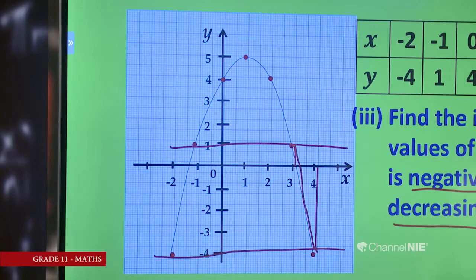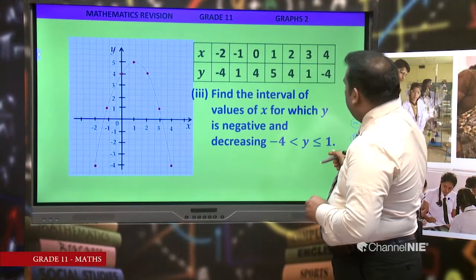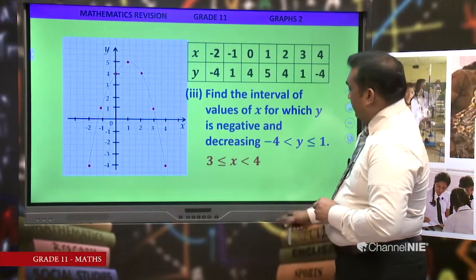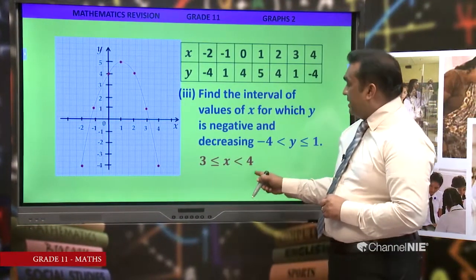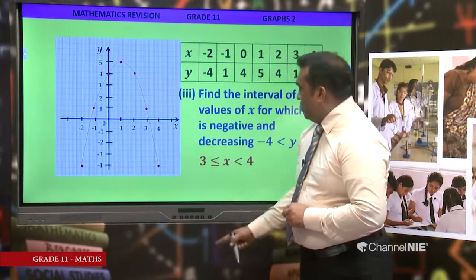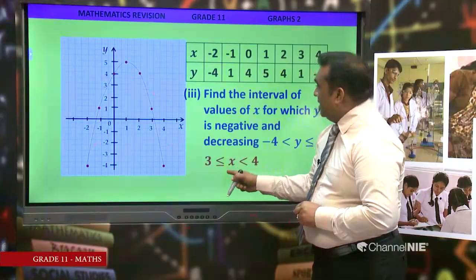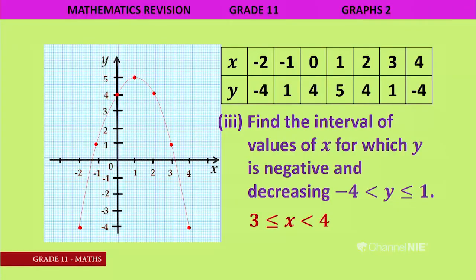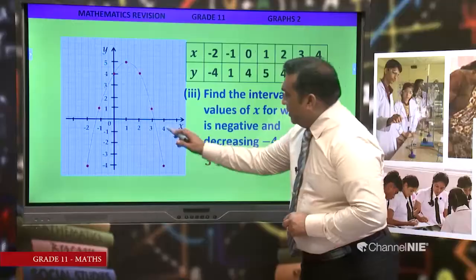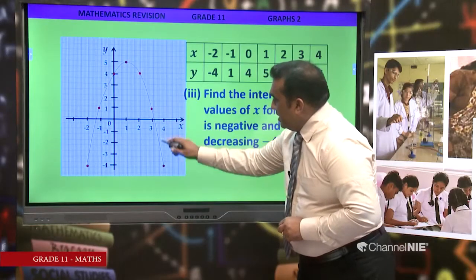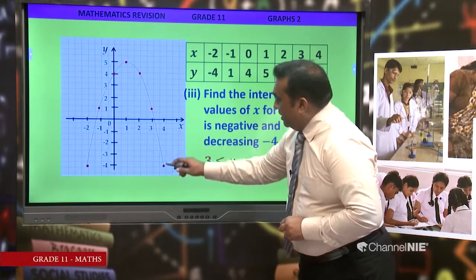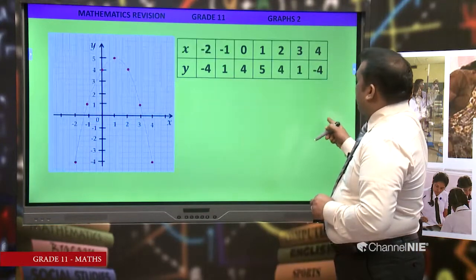Then we can find the corresponding interval for x: x less than 4 and greater than or equal to 3. The equal sign is there because of the condition y less than or equal to 1. Because of that condition, you have x greater than or equal to 3. Remember that this is a piece of the curve. Next one.